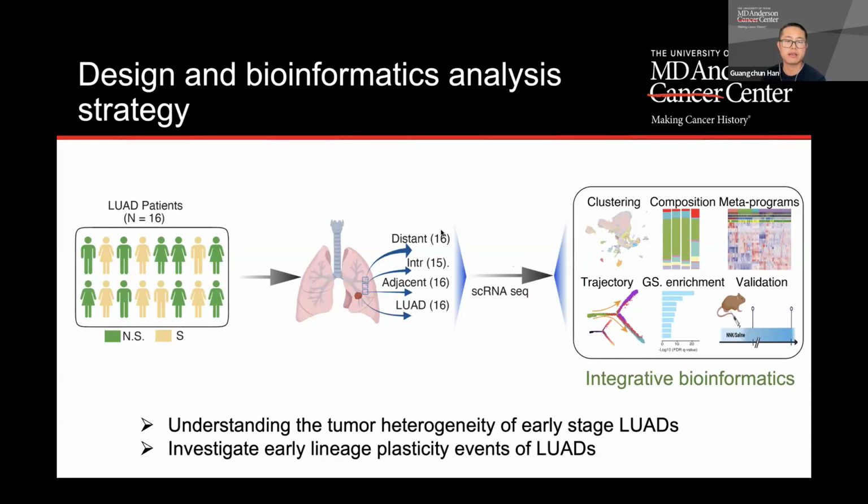The final goal of this study has two points. First, we want to understand the tumor cell characteristics, especially the tumor cell heterogeneity involved in these early stage lung adenocarcinomas. Second, we want to hunt for populations that show lineage plasticity events in this cohort, and try to establish a connection between the tumor cells and the normal cells that potentially give rise to these tumor cells. This is trying to answer the cell of origin problem for these lung adenocarcinoma cohorts.